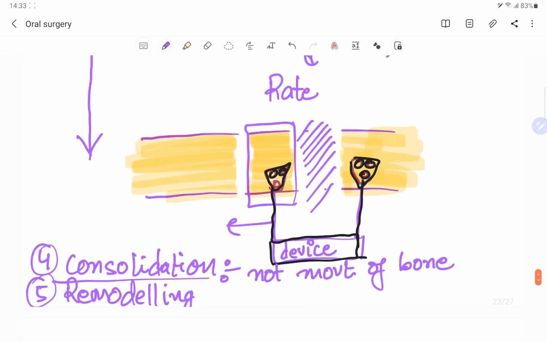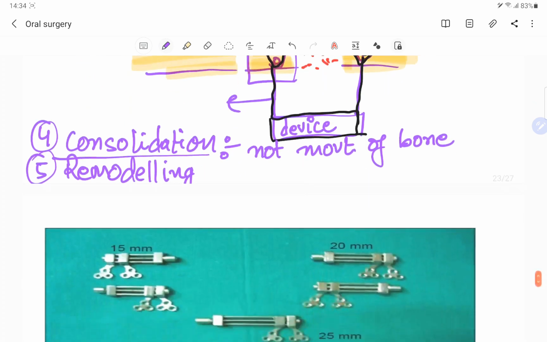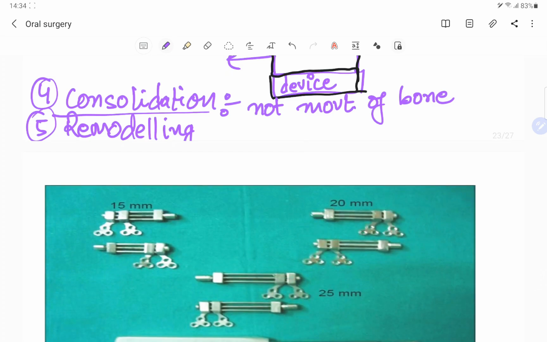Then we keep it as it is in its position. We do not do any movement of the bone so that the new bone formation occurs in between this area. So let me just make this so that the new bone formation occurs in this particular area. And then there is remodeling of the bone. So the steps are osteotomy, latency period, distraction, consolidation, and the remodeling.